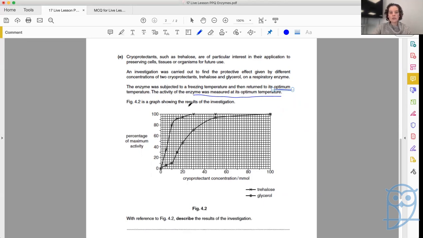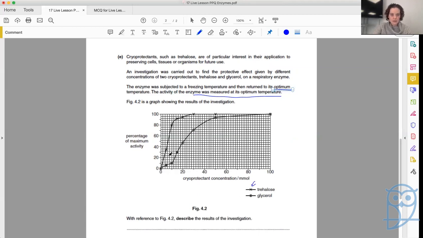So 4.2 is a graph showing the results of the investigation. What we've got at the bottom here on the horizontal axis is cryoprotectant concentration, in millimoles. So how much protectant they put in. And then on our vertical axis, we've got percentage of maximum activity. So they know the activity that we should have at optimum temperature, that would be 100%. So that's like an unaffected enzyme. And then all the way down to 0, meaning that enzyme didn't get any functionality back at all. Then we've got two lines. We've got one for trehalose with our X's, and we've got one for glycerol with these funny dots.